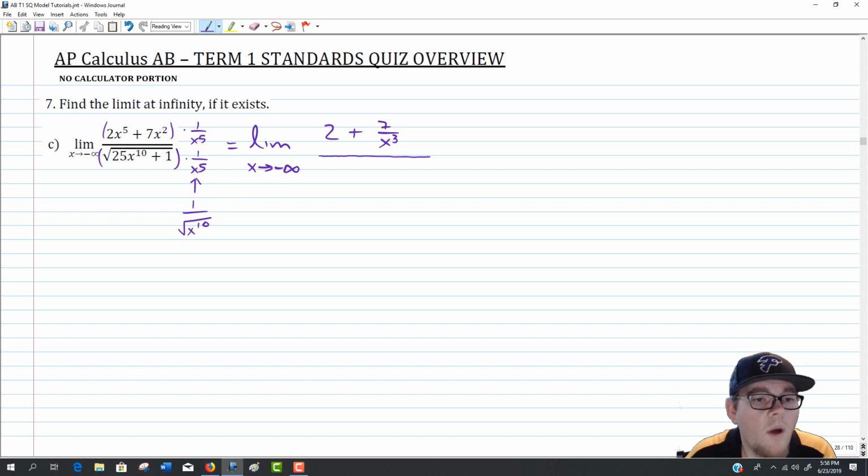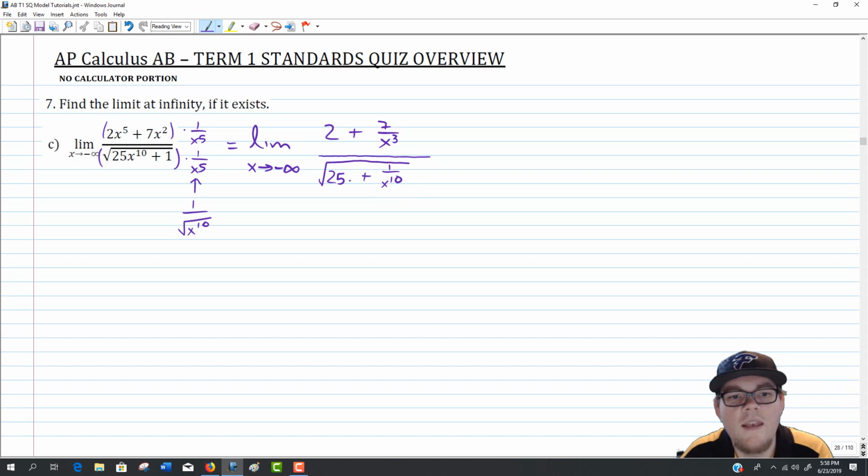So if you multiply by 1 over the square root of x to the 10th, you can actually rewrite this as 25 plus 1 over x to the 10th. Now in looking at this, if you go to evaluate it, it seems very simple. It looks like, oh boy, look, we got 2/5, and that would be your answer.